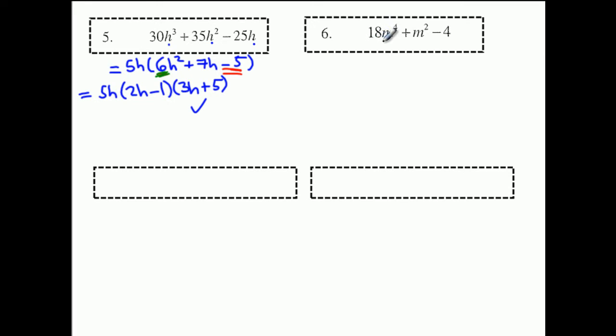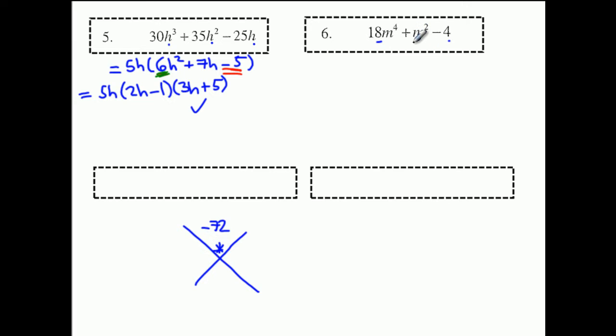It doesn't look like it's a perfect square. Something times itself can't give 18, and something times itself can't give 4, at least not whole numbers. So we can do, again, the X factor method. We'll just use this base down here. We do this term times that term, including the sign. So 18 times negative 4 gives us negative 72. So I write that number here.